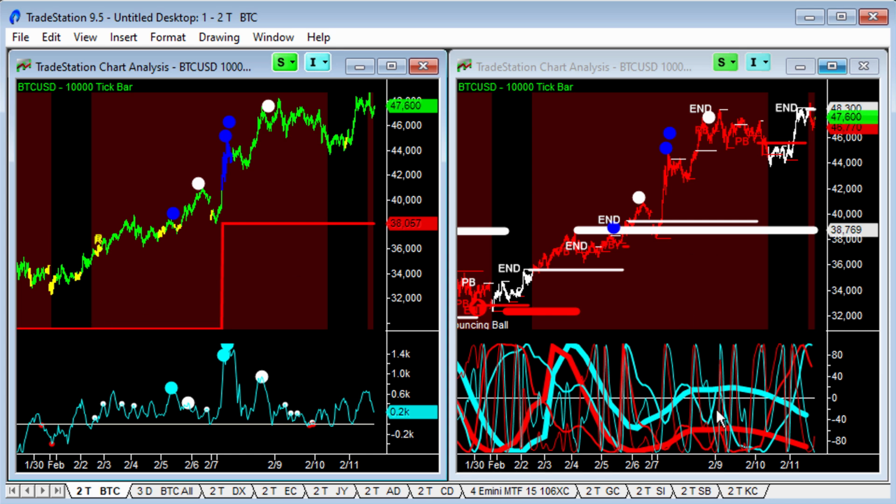On the right hand side, we've got Better Sine Wave here below the price bars, calculating the cyclical activity in three different time frames. That allows us to plot support and resistance lines in three different time frames on the price bars themselves, and breaks of those support and resistance give us uptrends and downtrends.